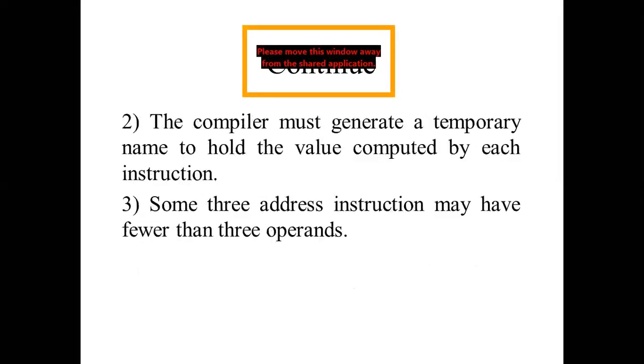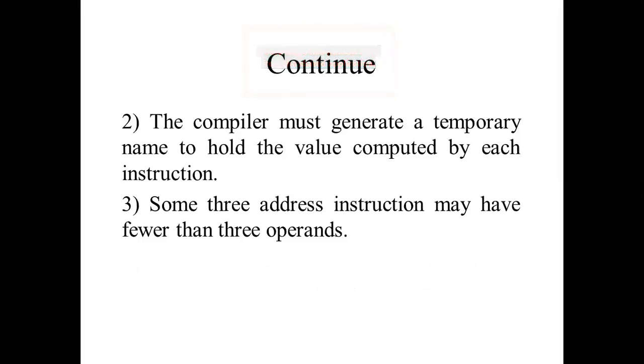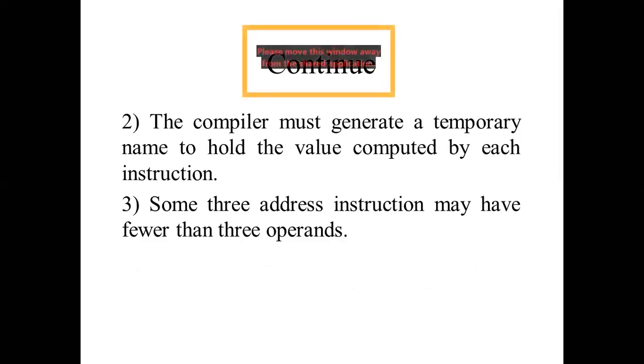The compiler must generate a temporary name. In intermediate code generation, we also use temporary variables that hold the value computed by each instruction. Each instruction computes some value, and for that we use a temporary name, or temporary variable.